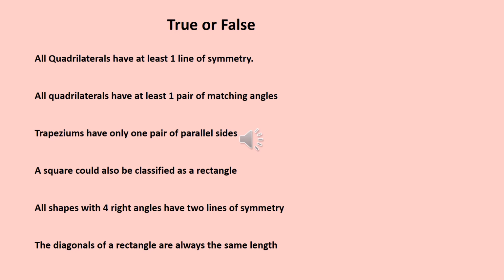Trapeziums have only one pair of parallel lines. True or false? A square could also be classified as a rectangle. True or false? All shapes with four right angles have two lines of symmetry. True or false? Here's the last one. The diagonals of a rectangle are always the same length. True or false? If you need more time to think, you can pause the video before you check your answers on the next slide. Good luck.